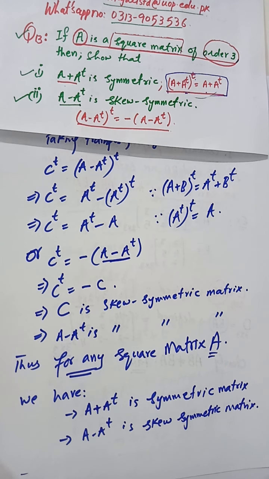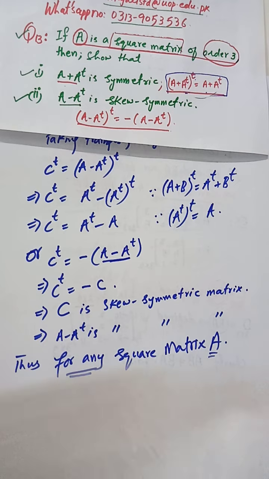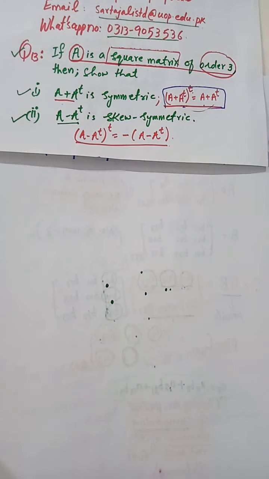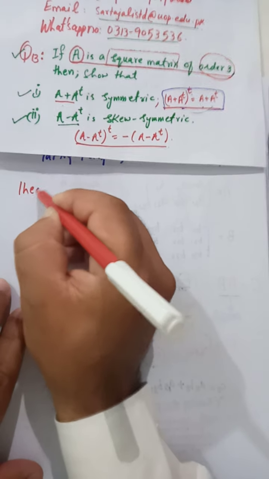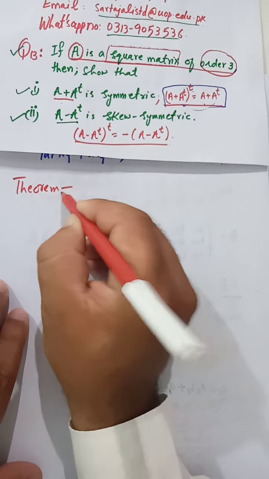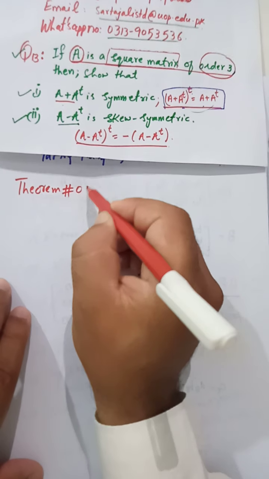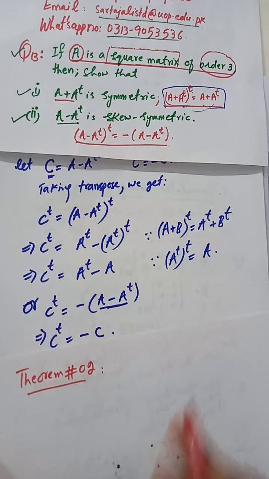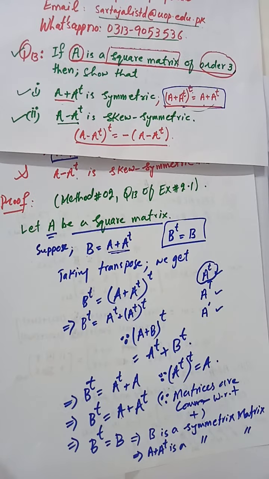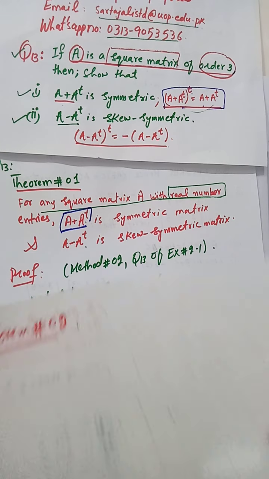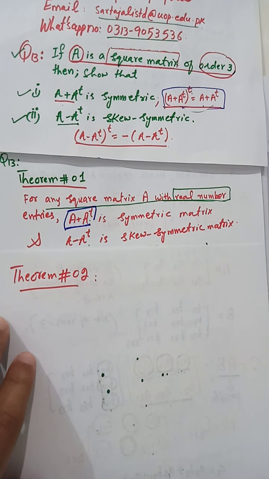Now with this theorem, another statement can also be discussed, which is: any square matrix can be expressed. Remember, this is also an important statement which is not discussed in the textbook, but it is related to question number 13 and to theorem number 1 that I discussed here. So these are related statements, and that's why I discussed this also.